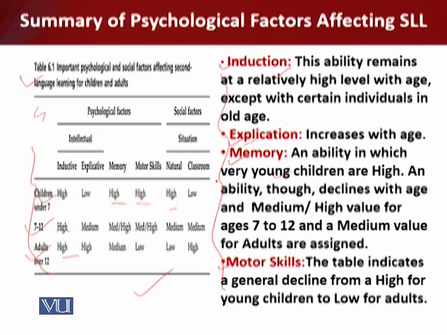Certainly, you can expect a difference in the memory ability of teenagers, that is from age 13 to 19 years, as compared to persons in their 30s or 40s.